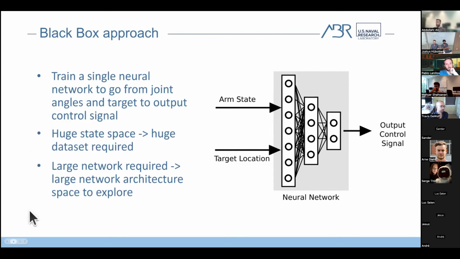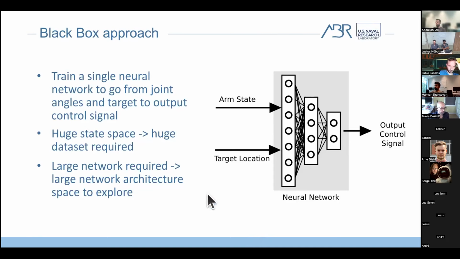And because we have this huge state space problem, there's a large network that's required. And when you have a large network and you're not sure exactly what it should be, you have to do this large network architecture search. And so we've got this exploding problem of both this huge state space and this huge network that we have to search. So it's not ideal is what I'm driving at here.